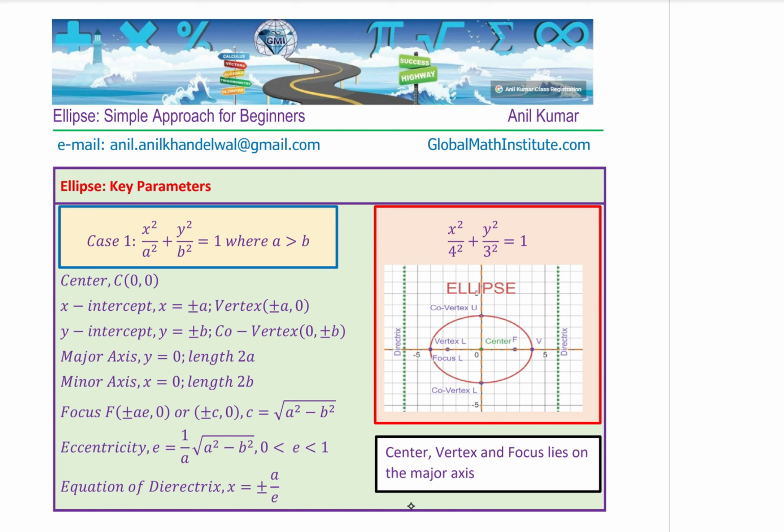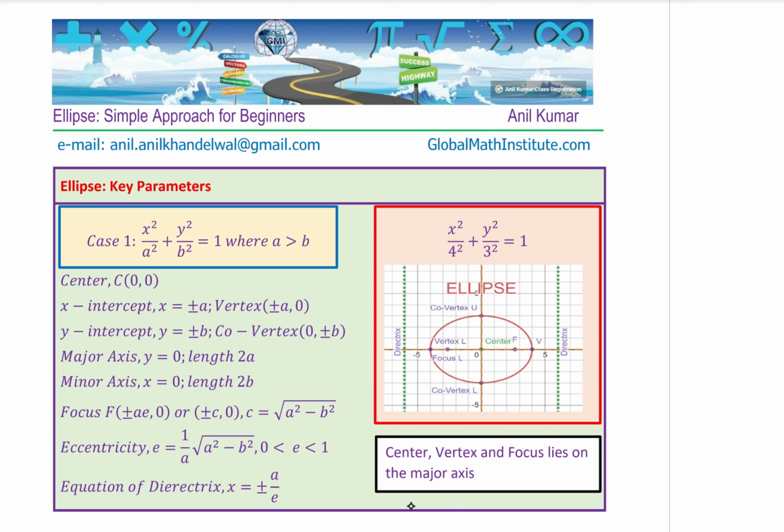Now let us explore the standard equation of an ellipse. The standard equation is x square over a square plus y square over b square is equal to 1. And when we say standard equation, the ellipse has center at the origin as shown in this particular figure. So at this time, the center is C, which is at 0, 0.